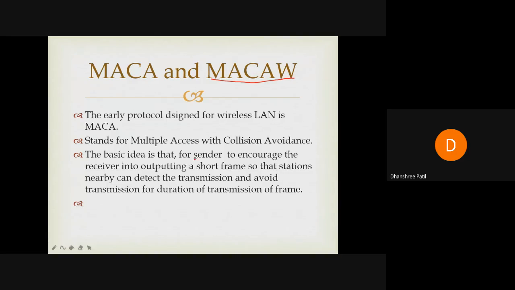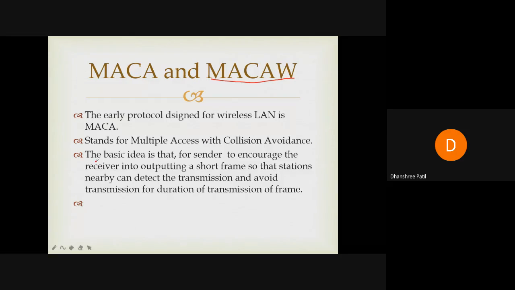MACA is an early protocol which is specially designed for the wireless LAN only. It stands for multiple access with collision avoidance. Okay, multiple access with collision avoidance. This protocol was designed in 1990. 1990 मध्ये हे protocol design केलेले.